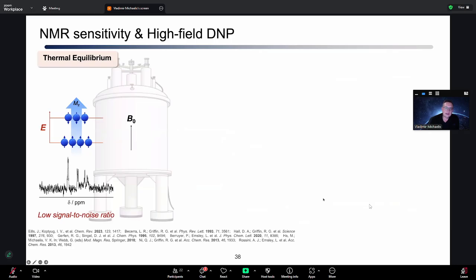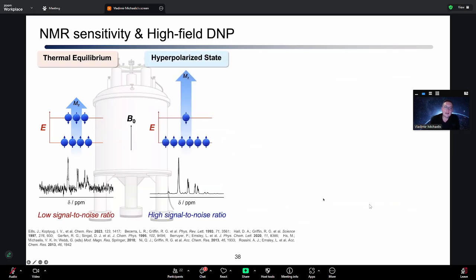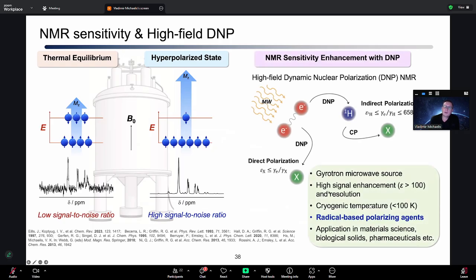And the low sensitivity can be really challenging to get for some of these nanoparticle systems. What we can do is induce a hyperpolarized state. This basically allows us to manipulate the Boltzmann polarization and improve signal to noise. The way we do this is using dynamic nuclear polarization.